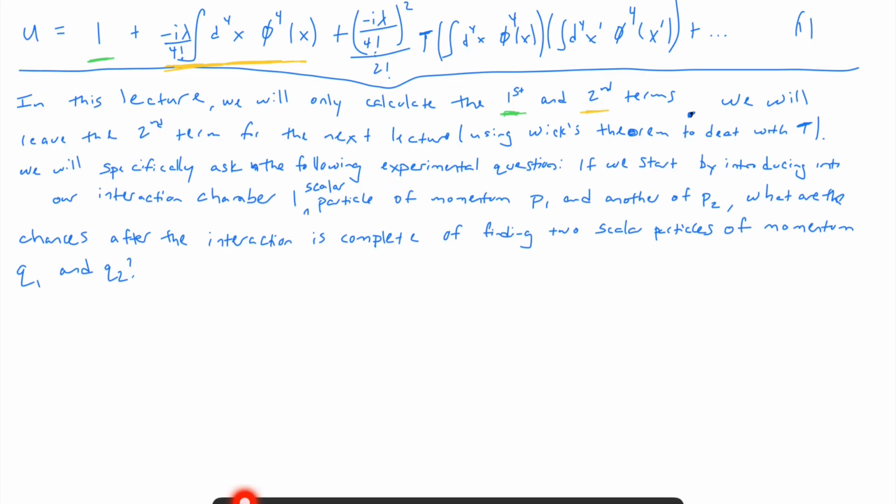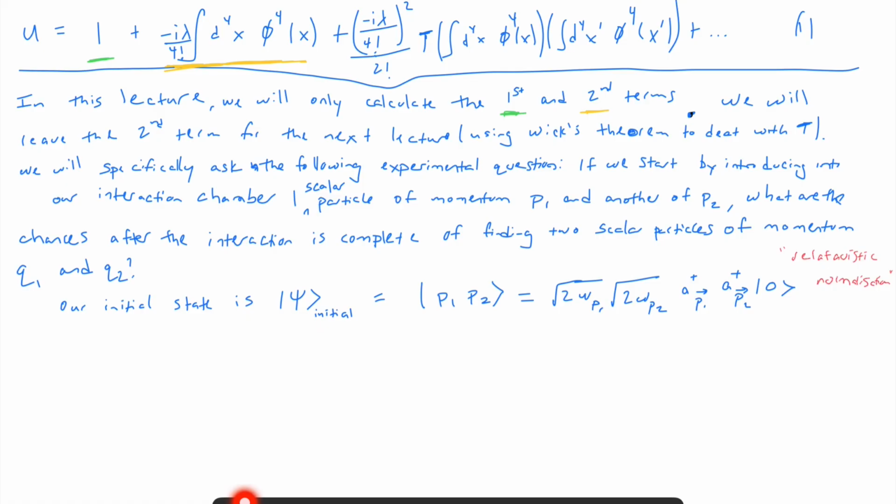And as we just talked about a lot, we're going to specifically ask the following experimental question. If we start by introducing into our interaction chamber one scalar particle of momentum p1 and another of momentum p2, what are the chances, after the interaction is complete, of finding two scalar particles of momentum q1 and q2? These are finals, these are initials, and this is 2 to 2 scattering. Our initial state is this that we're starting with.